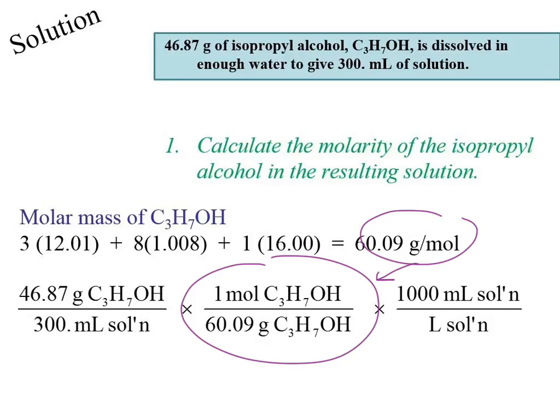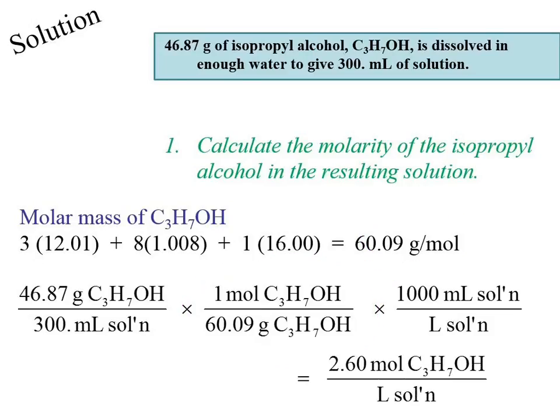So how many significant figures? 3. I'm liking it. Okay, so I got 0.260, or 2.60. If you want to put 2.60 m, you can at this point. Or you can put moles of C3H7OH per liter of solution, the same diff.